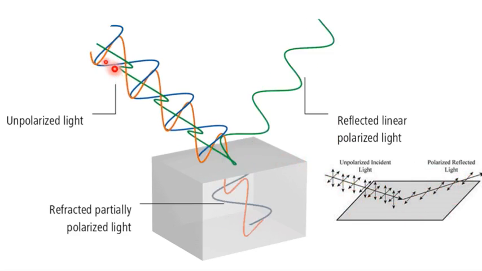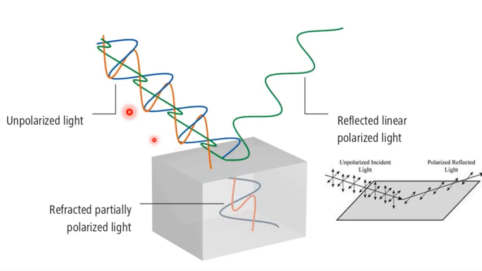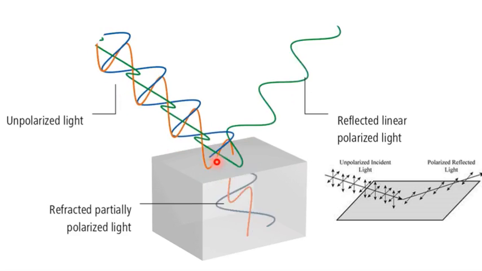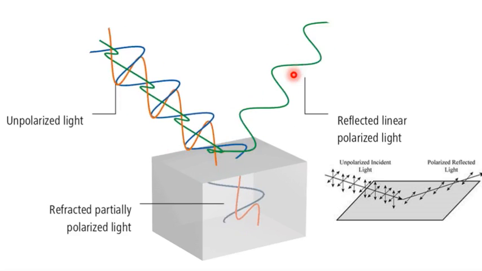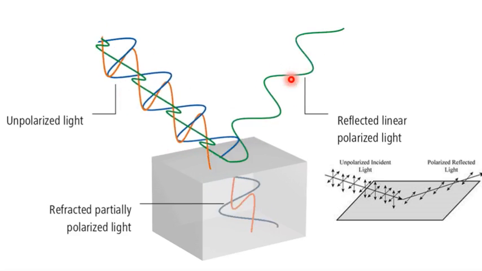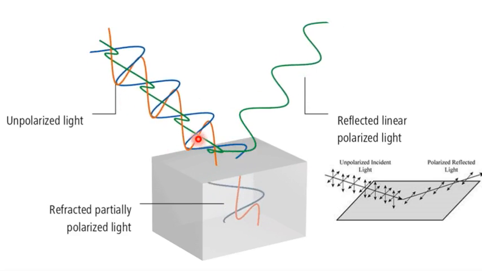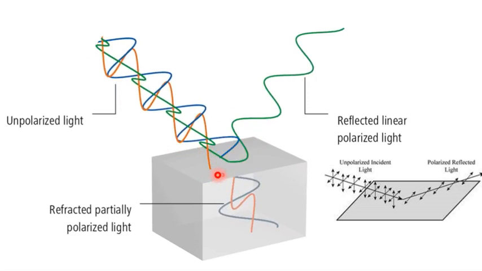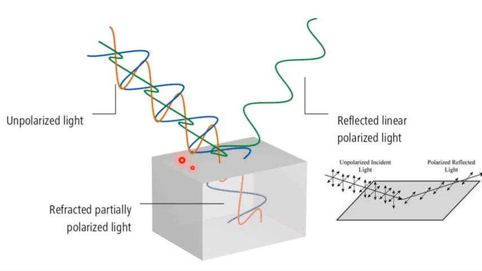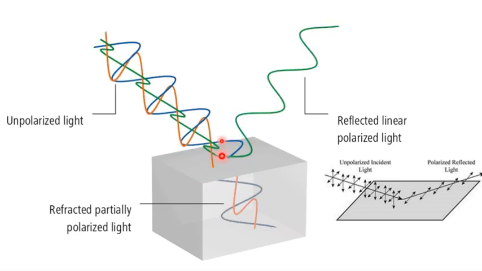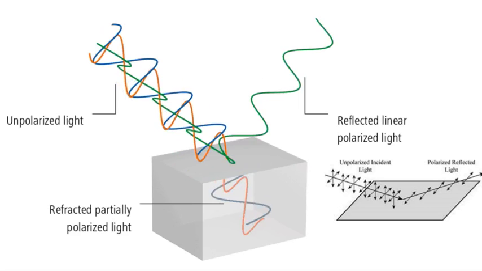He noticed that this polarization depends on a particular angle. At a particular angle, the reflected light is completely polarized. Now, the angle of incidence at which the unpolarized light falling on this transparent surface is reflected as a beam of completely polarized light is known as Brewster's angle, or the polarizing angle.